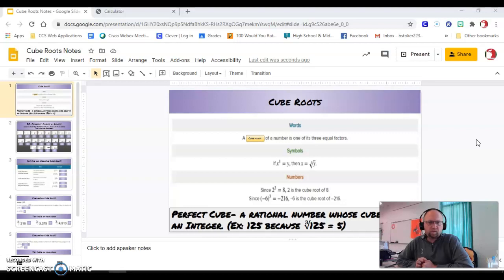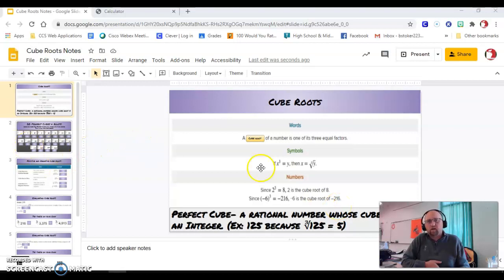We've been discussing cube roots, and if you remember, a cube root of a number is one of its three equal factors. So if, for example, x to the third equals y, then the cube root of y is equal to x, because it's whatever number multiplied by itself 3 times gives me the value underneath the radical. So 2 to the third is equal to 8, so 2 is the cube root of 8. And since negative 6 to the third equals negative 216, negative 6 is the cube root of negative 216. So unlike square roots, you are able to have a negative number as your answer for a cube root.